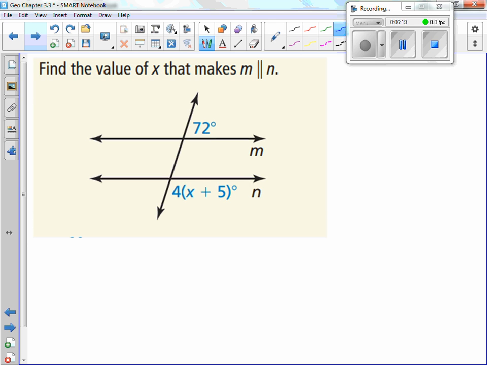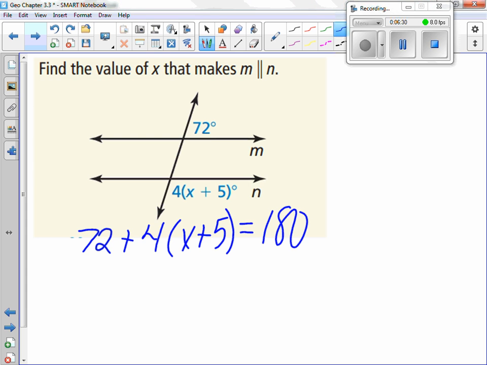So to find out what value of x would make these parallel, I would do 72 plus 4 times (x plus 5) is equal to 180. Because our consecutive angles theorem, the converse consecutive angles theorem, is really saying that if these two consecutive angles are supplementary, then the lines are going to be parallel.